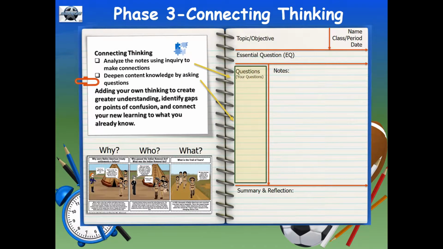Phase 3, connecting thinking. Connecting thinking includes analyzing the notes using inquiry to make connections, deepen content knowledge by asking questions, adding your own thinking to create greater understanding, identify gaps or points of confusion, and connect your new learning to what you already know.